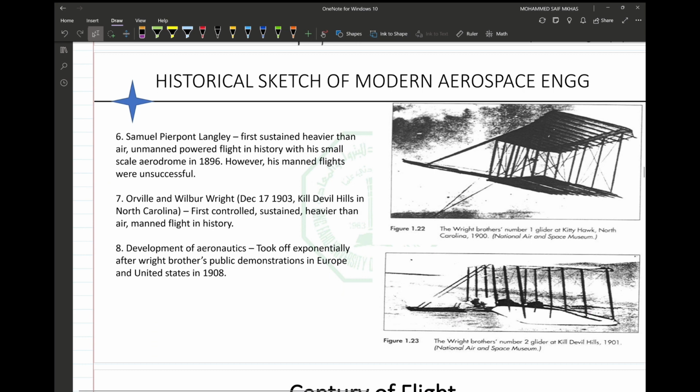And then we have Samuel, the first sustained heavier-than-air flight. But it was unmanned, so only the airplane itself was flying without any man within it.